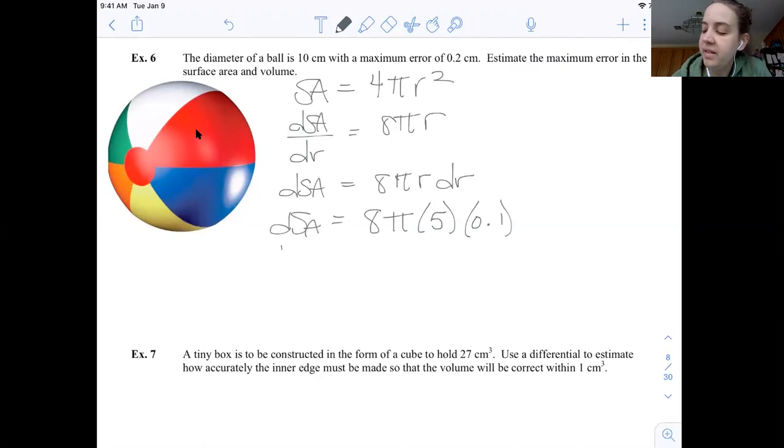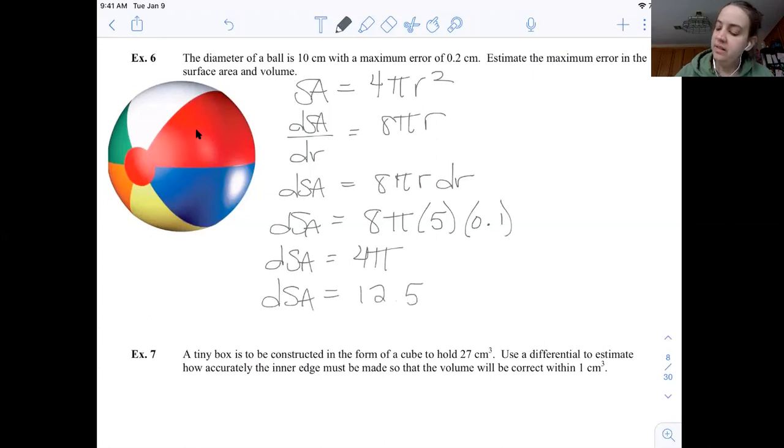So then we can multiply these together. The change in the surface area, or the error in the surface area, the estimated error, it's not the real thing, is 4 times 5 is 40 times 0.1 is 4 pi. Again, you can do that in your calculator. 4 times pi is 12.56, and we're talking about surface area, so this is centimeters squared.